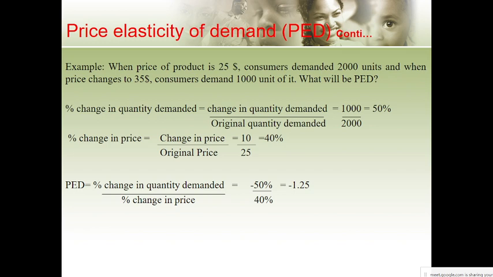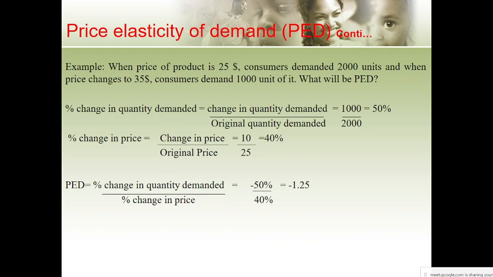So what is the difference between 2000 and 1000? The change in quantity demanded is 1000, divided by the original quantity, when the product price was $25. How much were people demanding? 2000. So we divide 1000 by 2000 and we have 50%. You multiply by 100 just to get the percentage.